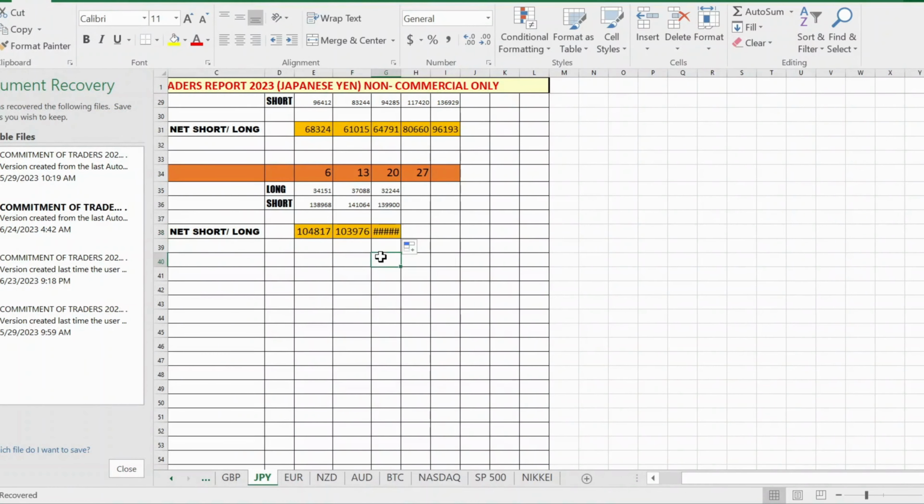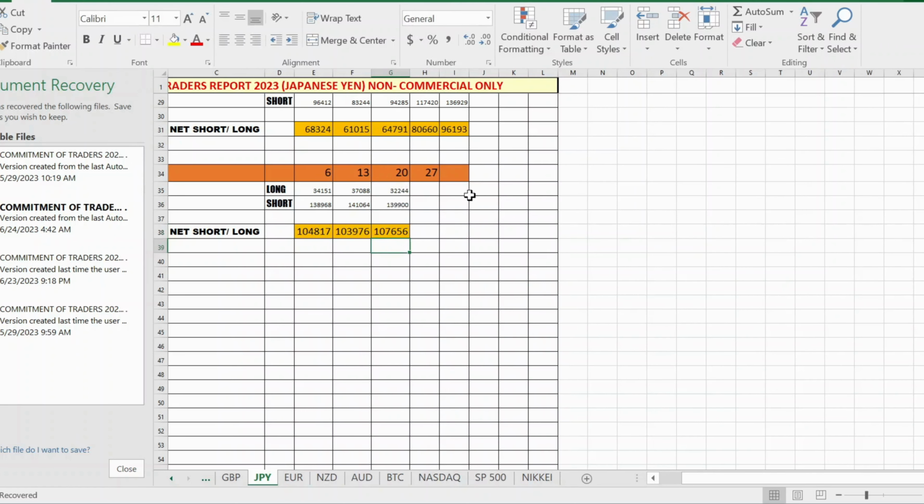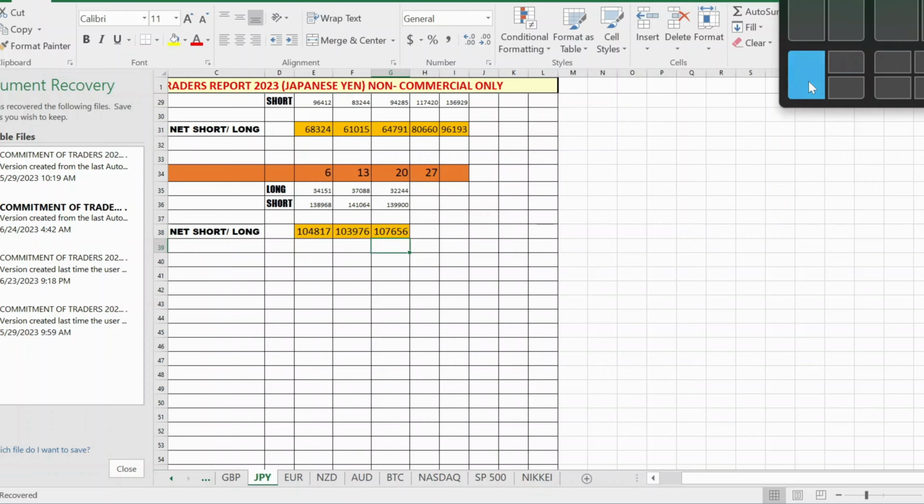so let's calculate. So it's 107,000. Last week was 106. So also the open interest is much or less the same. It's the average, the one that we've been seeing.